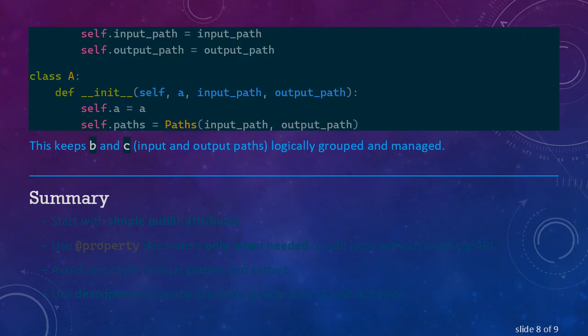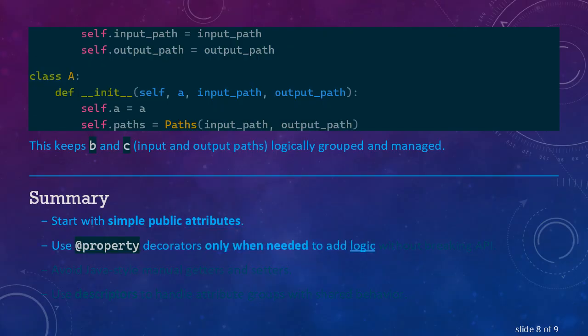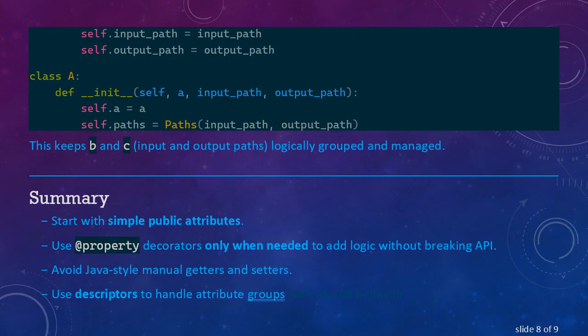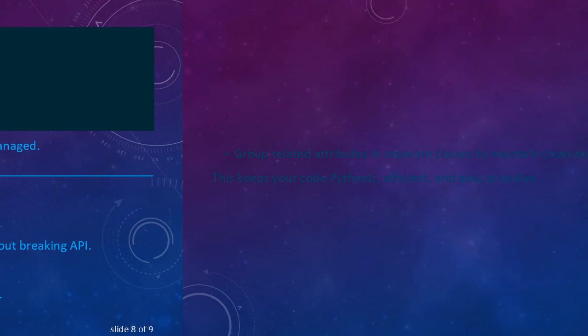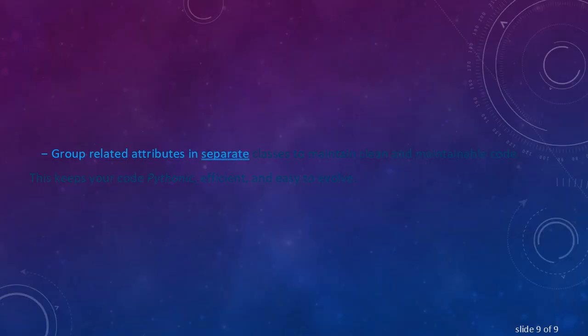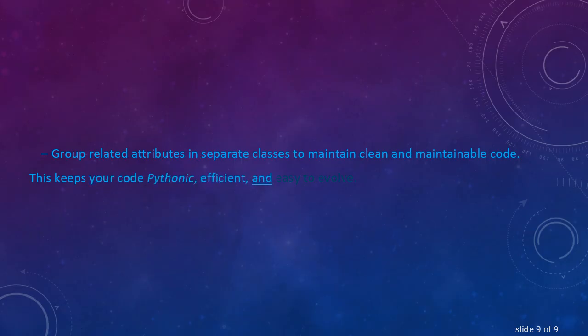Summary. Start with simple public attributes. Use property decorators only when needed to add logic without breaking the API. Avoid Java-style manual getters and setters. Use descriptors to handle attribute groups with shared behavior. Group related attributes in separate classes to maintain clean and maintainable code. This keeps your code Pythonic, efficient, and easy to evolve.